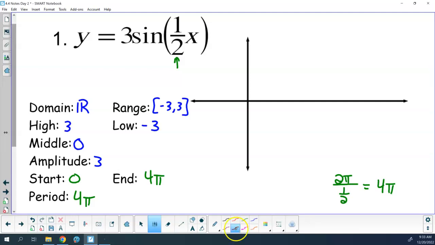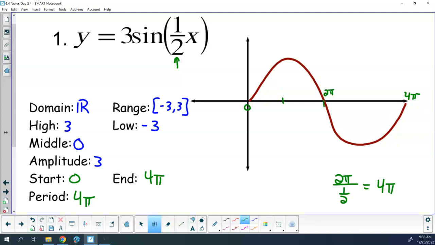So now we can draw it in. I always start with my curve. And then I fill in 0, 4 pi, half of 4 pi, 2 pi, half of 2 pi, pi, average of 2 and 4 pi. So 3 pi. Okay. And then we also have to fill in, we went all the way down to -3, we went all the way up to positive. Agreed? Yeah, looks great. All right.